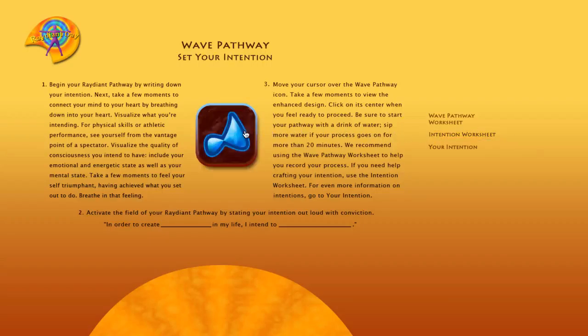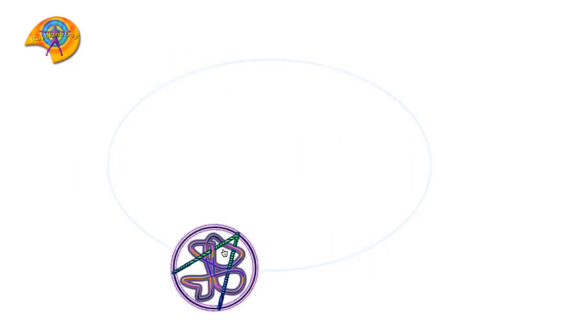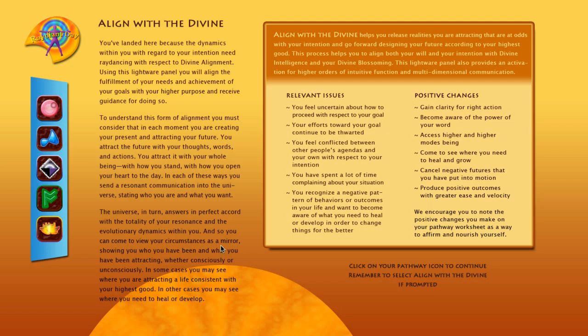So we go back here, and we'll click on the icon, and it takes us to the symbol page. And here I'm at level 3, so I'm going to see all 6 symbols. If you're at level 1 with this, you will see 4, and if you were at level 2, you would see 5 different symbols. So let's click here. Let's assume that this is the one I was drawn to. We're brought to the description page for the lightware panel that was indicated by your selection.